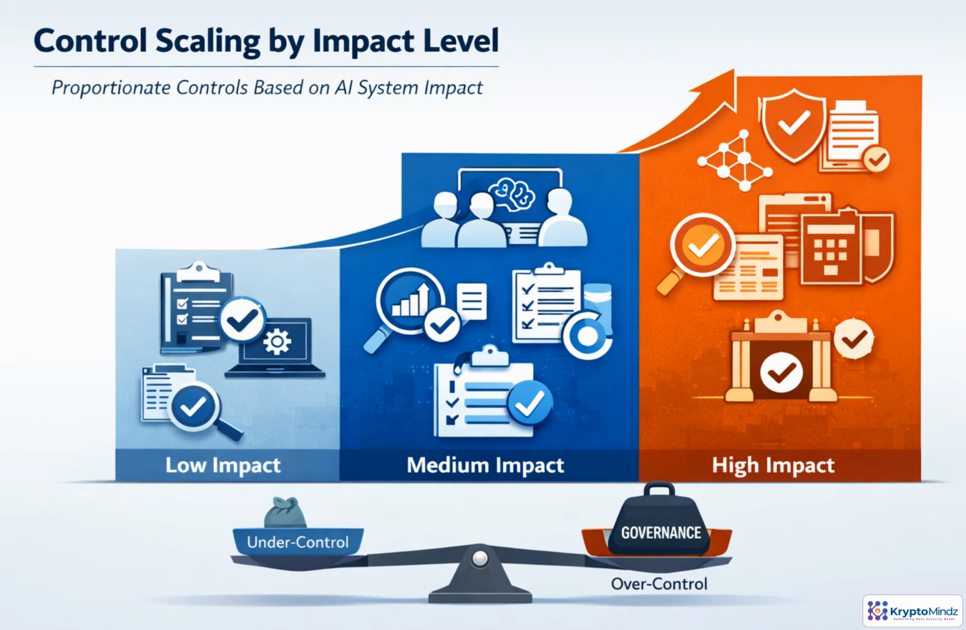The goal is balance. Too little control creates unmanaged risk. Too much control slows delivery without improving safety. Proportional scaling keeps governance focused where it matters most.